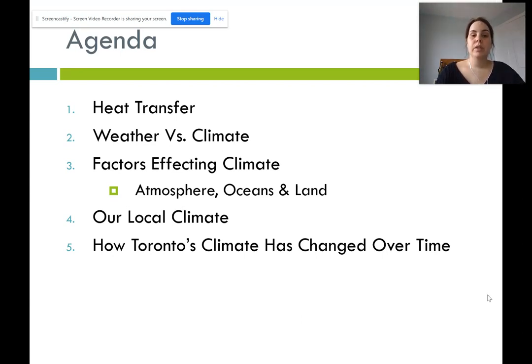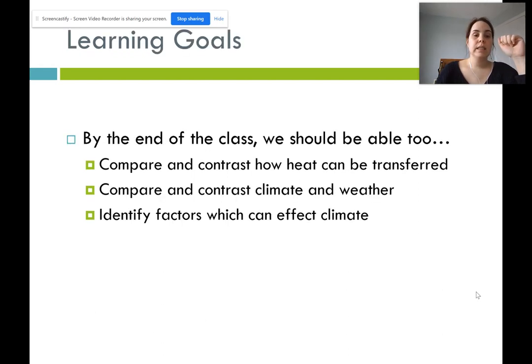All right. So what we're going to be going through today is heat transfer, the difference between weather and climate, and then a few things that can actually impact our local climate and weather, including our atmosphere, the oceans, and land. Last, we're going to summarize a little bit about our local climate here in the GTA, and then talk about how Toronto's climate has changed over time in an investigation you're going to be doing after the slides today. Okay, so let's get started.